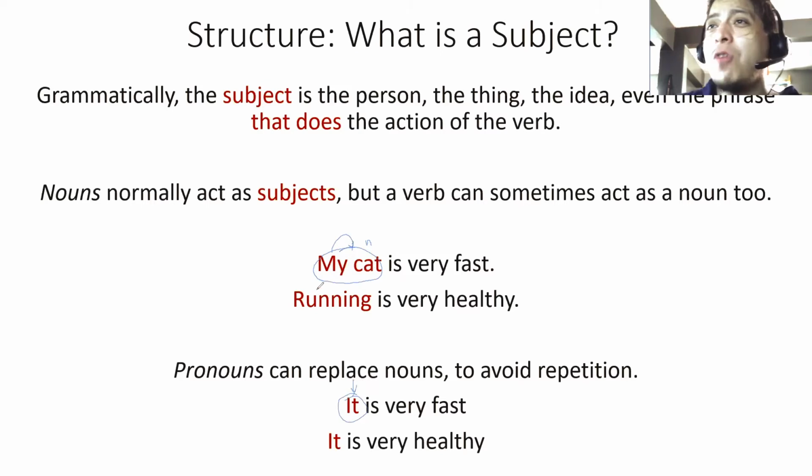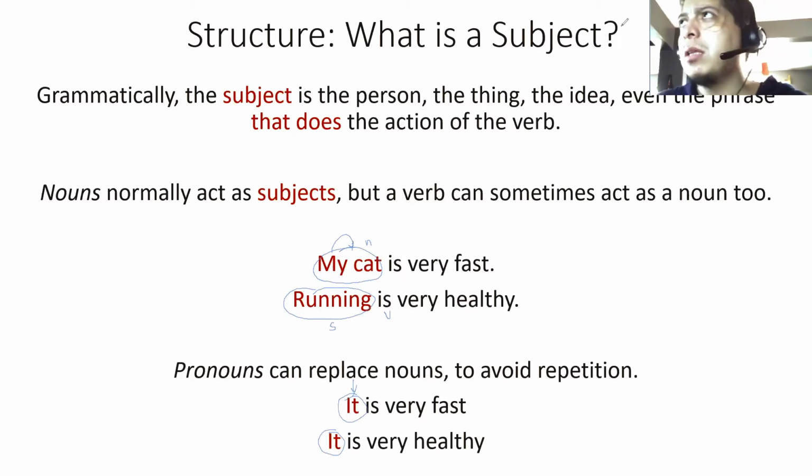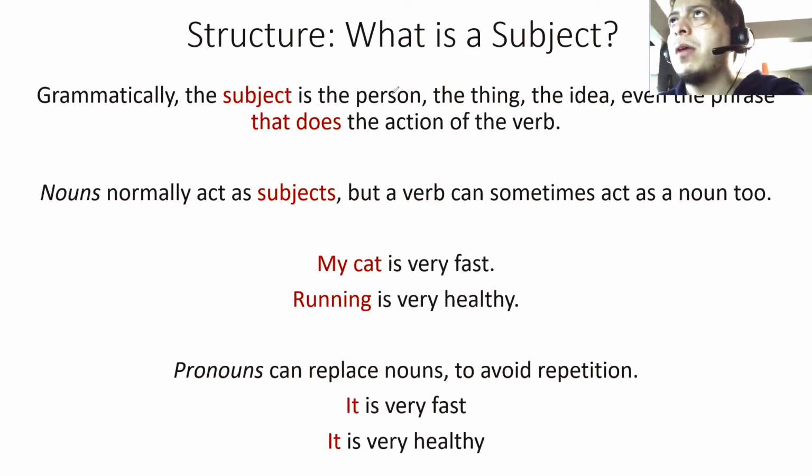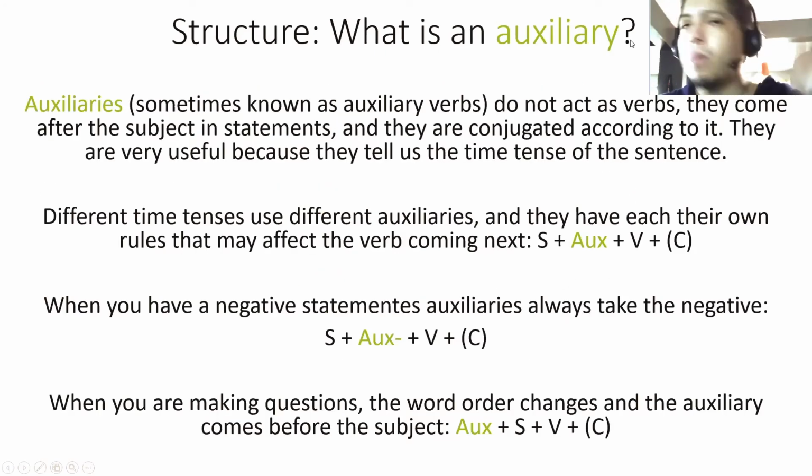It is very fast. "Running," this is the subject, is the name of the activity that is very healthy. This is the verb. Well, it is very healthy. Instead of saying the noun or the verb that is working like a noun, you can always use a pronoun. If you don't want to repeat that much, you can use pronouns. This is something that I think you have checked before, so we're gonna be speaking about it a little bit more. We're gonna go about pronouns in a little bit more detail in a moment.